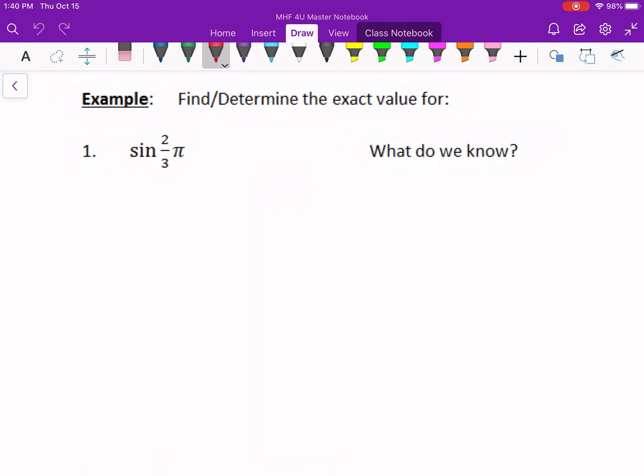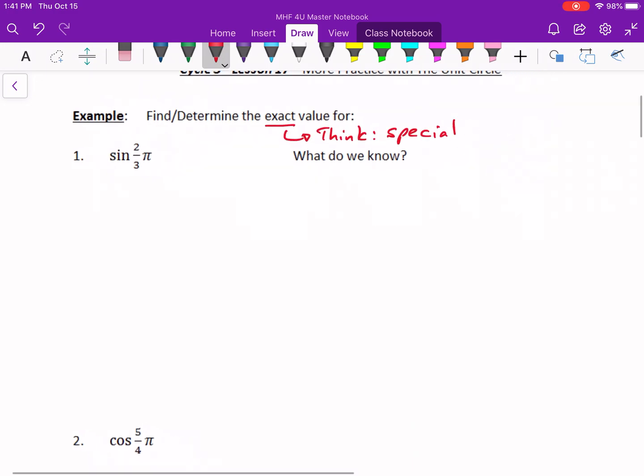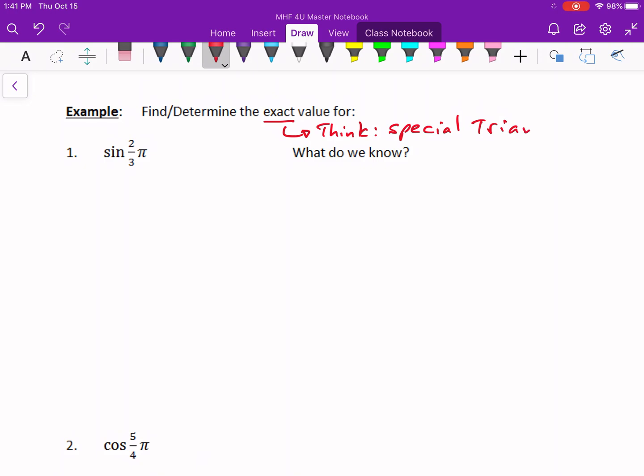We want to determine an exact value for sine 2 pi over 3, or 2/3 pi. Same thing. When it says exact value, you want to think special triangles. Always. So don't reach for your calculator when it says exact value, because your calculator will round things and give you decimal answers. We want to use special triangles, and we want to leave our answers as fractions involving square roots if necessary.